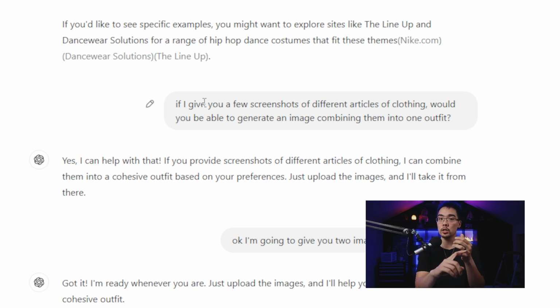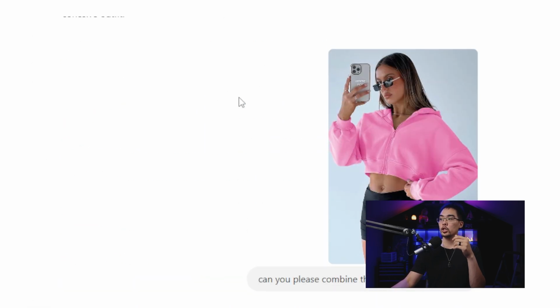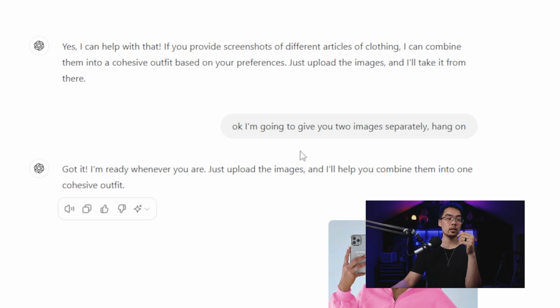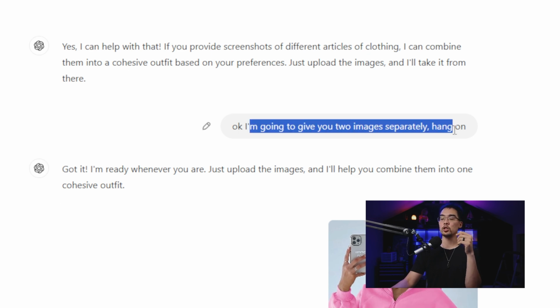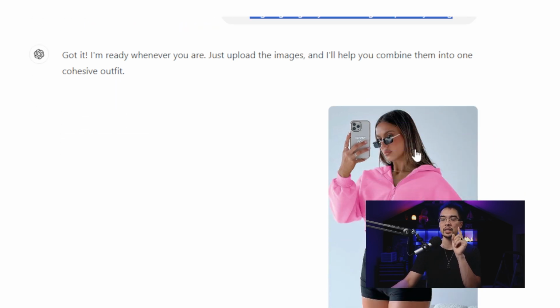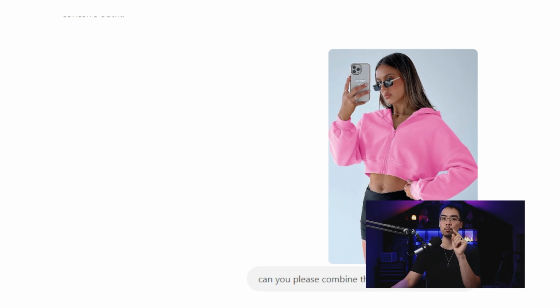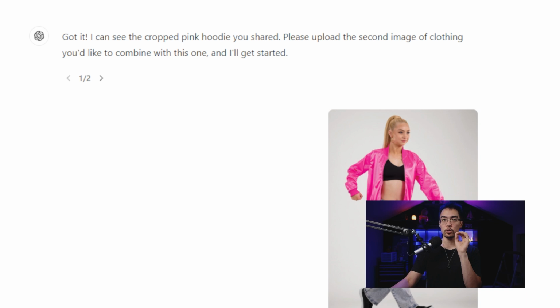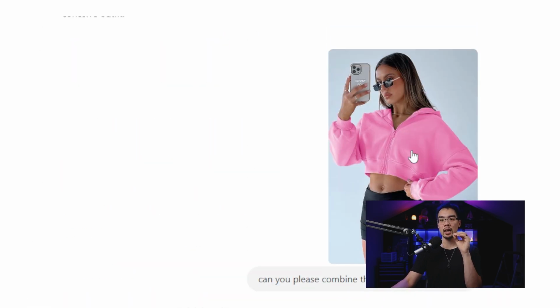So I went onto Amazon and I got the screenshot of this pink hoodie. Now, I did tell it I was going to give it 2 images separately, and I think that this is important because I didn't want it to get confused and think I was asking it to combine, for example, these bottoms with this top. I wanted it to combine these pants with this top. So I tried to be more specific.